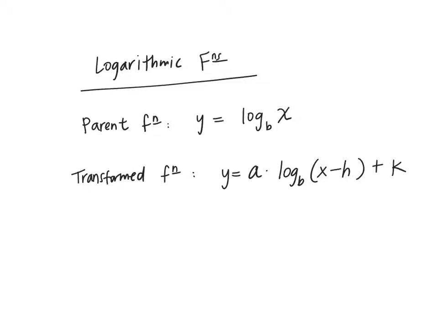Okay, let's do the same with logarithmic functions now. So if we have the parent function y equals log base b of x, notice that we have the transform function where a, if a is negative, it's a reflection over the x-axis. A is also the vertical stretch or shrink factor. Remember the h on the inside, left and right, is the horizontal translation. K on the outside is up and down, the vertical translation.